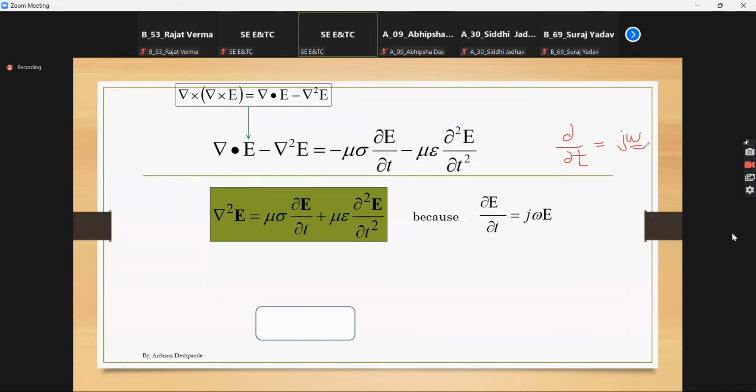Omega is the frequency. So now we are converting our domain from time to frequency. We always work in the frequency domain because in the time domain, the equations are very complicated. They are second order differential equations, which are difficult to handle. Therefore, we always work in the frequency domain. In the frequency domain, the equation becomes very easy.